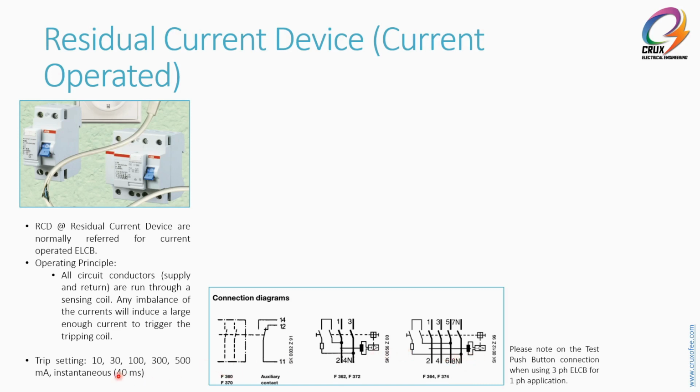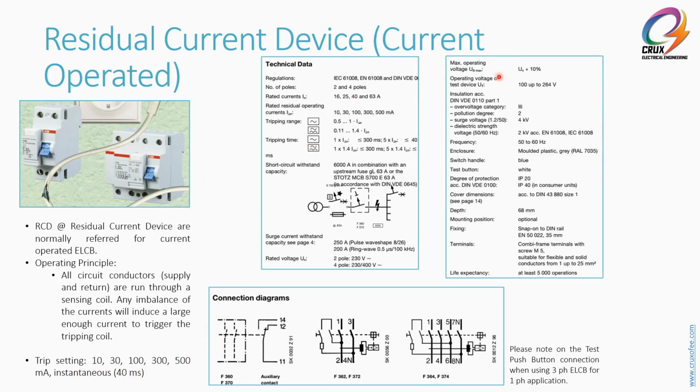The typical setting for this kind of ELCB that you can find in the market is from 10 milliamp, 30 milliamp, 100 milliamp, 300 milliamp, and up to 500 milliamp. And there are some which are as large as 1000 milliamp. It's considered instantaneous, which is about 40 milliseconds.